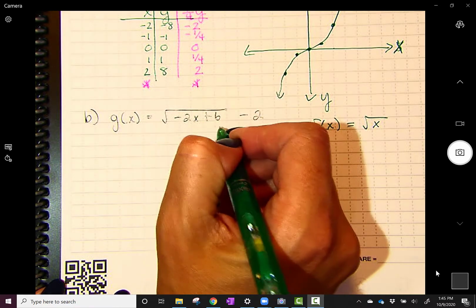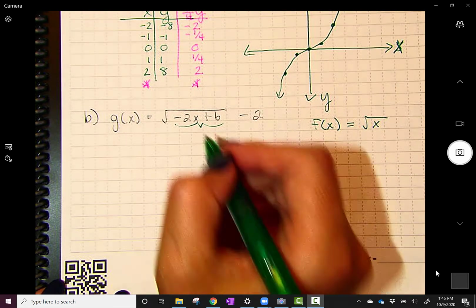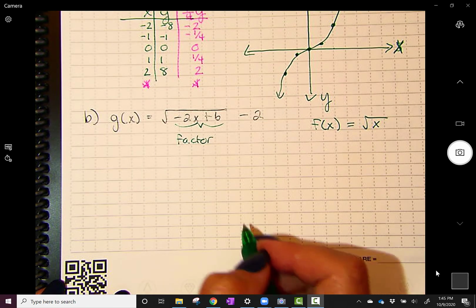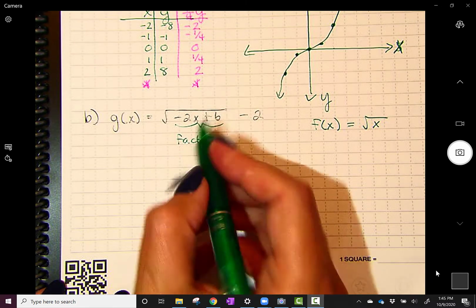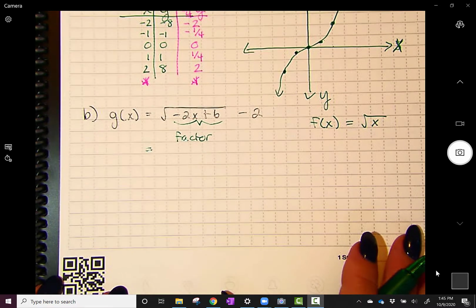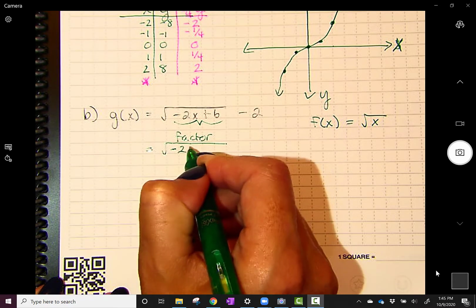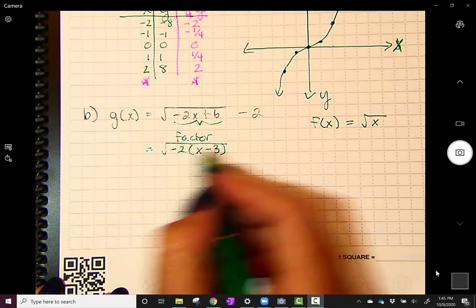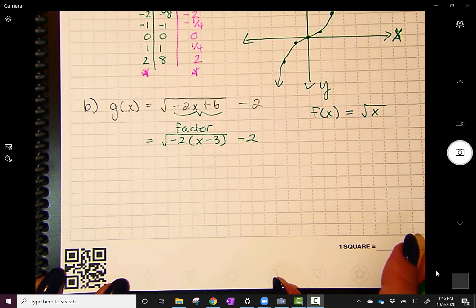Now before I do that, I actually need the coefficient of x to be 1. So I need to factor what is underneath the radical. So again, I need the coefficient of x to be 1 before I read off the transformations. So it's still underneath the radical, but I'm going to factor out a -2. So I'm left with x minus 3. And then this -2 is still on the outside. Now I can properly read the transformations.